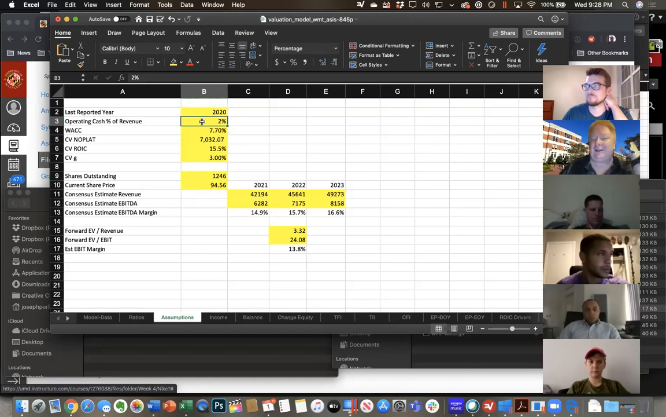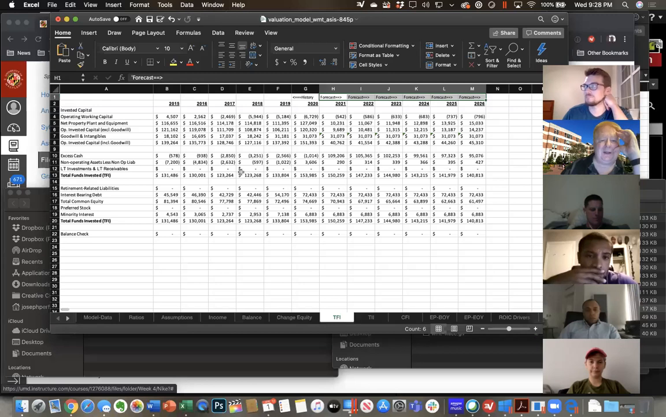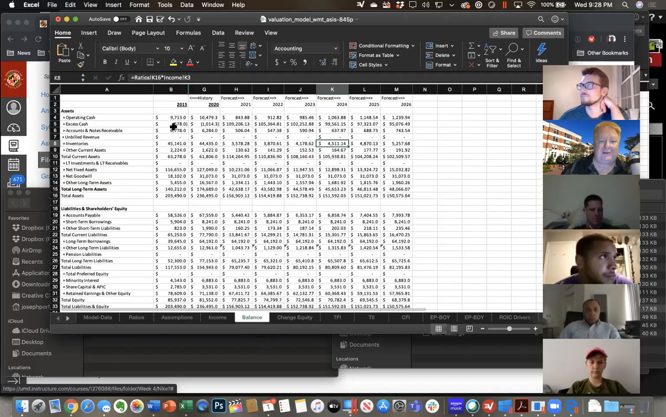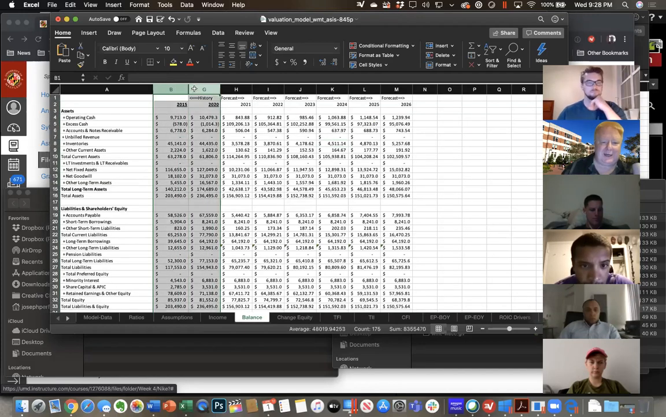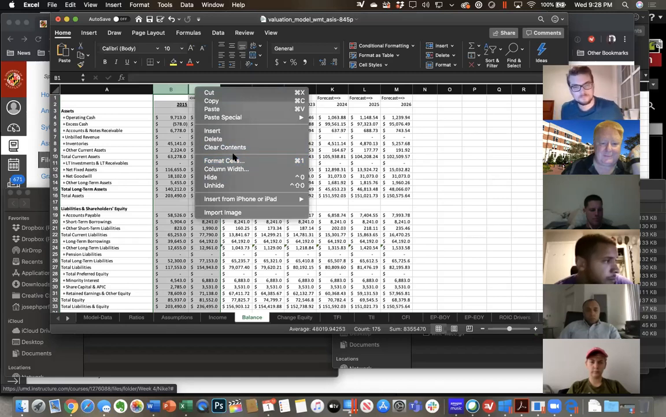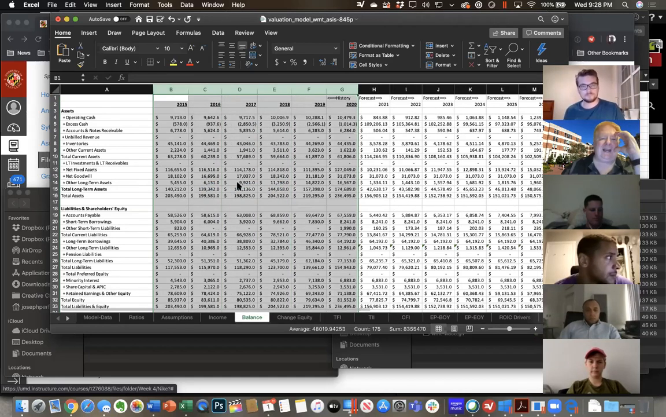Operating cash, we're generally going to leave alone, but in Walmart's case, if we go to TFI, we will notice that historically Walmart had negative excess cash, because 2% of sales says everybody needs at least 1 week of cash to operate. But believe it or not, if you look at Walmart's balance sheet, I'll unhide these cells, they actually operate on less than a week of cash. They have negative excess cash relative to their operating cash, because the two together is their cash balance.